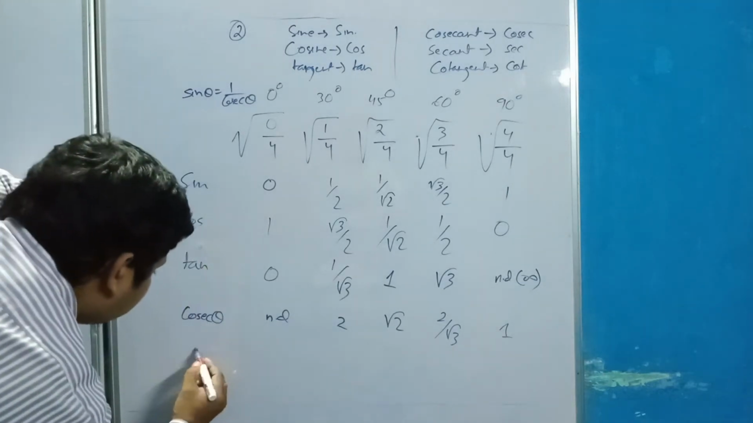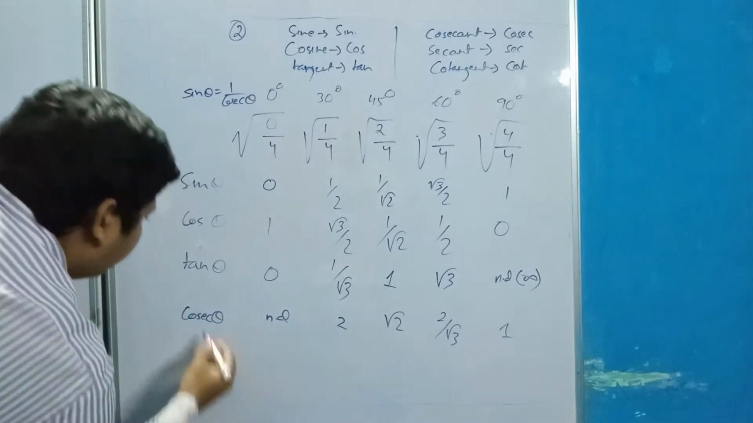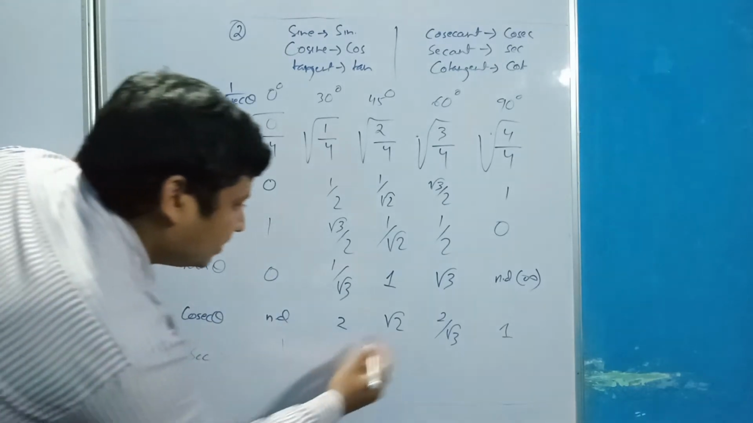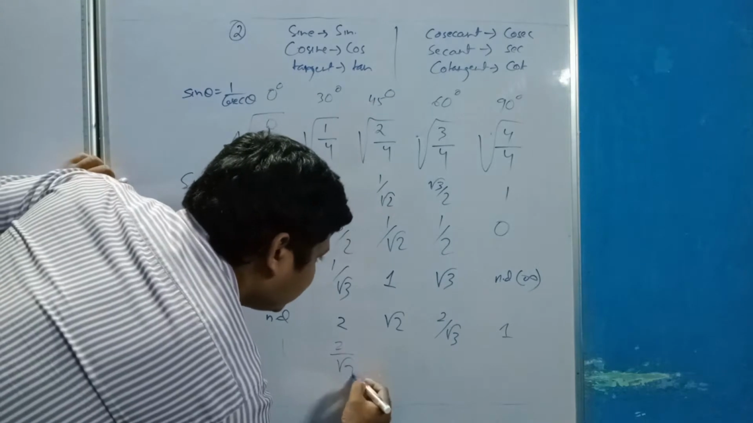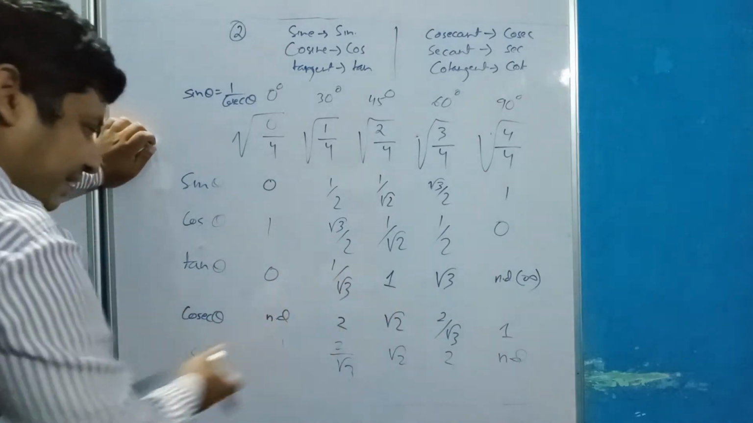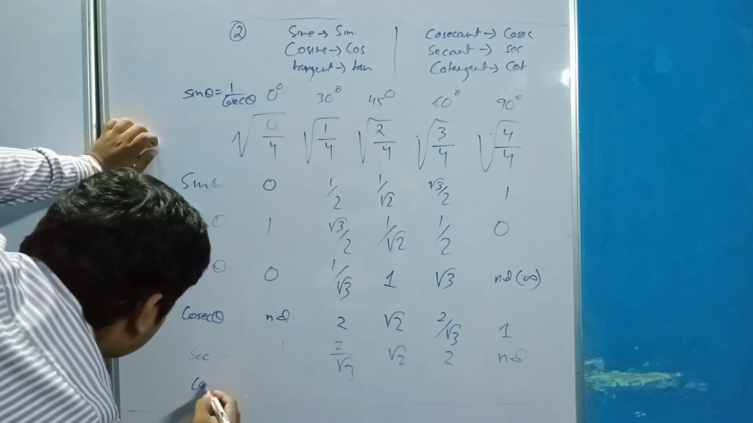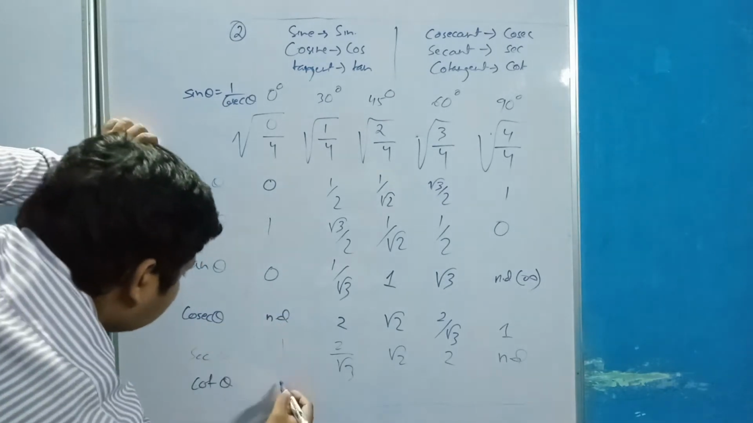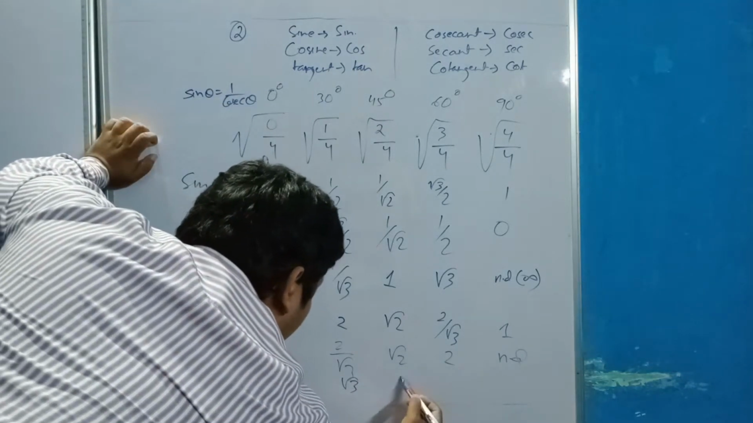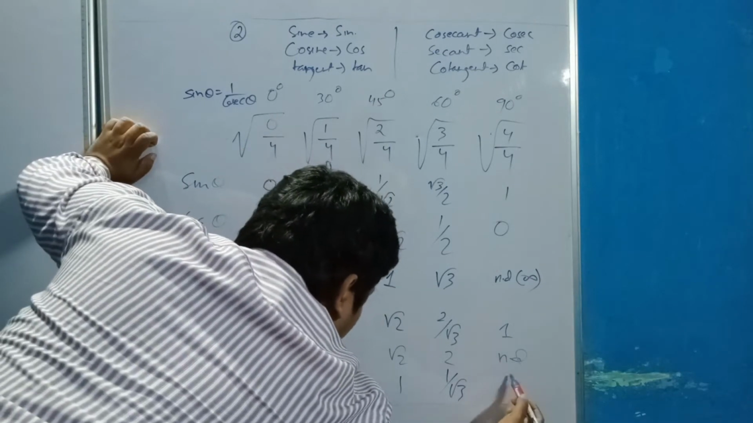Next one is sec theta. So you take all these as theta. Sec theta will be the reciprocal of cos theta. So 1 by 1 is 1, then 2 by root 3, root 2, 2, not defined. Just the cosec line written in reverse direction. Then cot theta is the inverse of tan theta. So 1 by 0 is not defined, then root 3, 1, 1 by root 3, and 1 by infinity is 0.